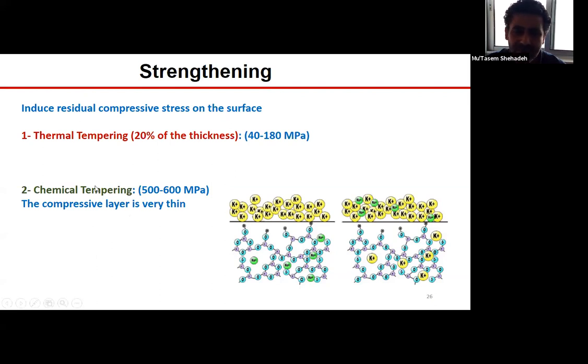This kind of chemical tempering, as you can see, can lead to a huge increase in the strength, and they're used, in fact, in the windows of airplanes. This is the type of tempering process that's used in such applications.